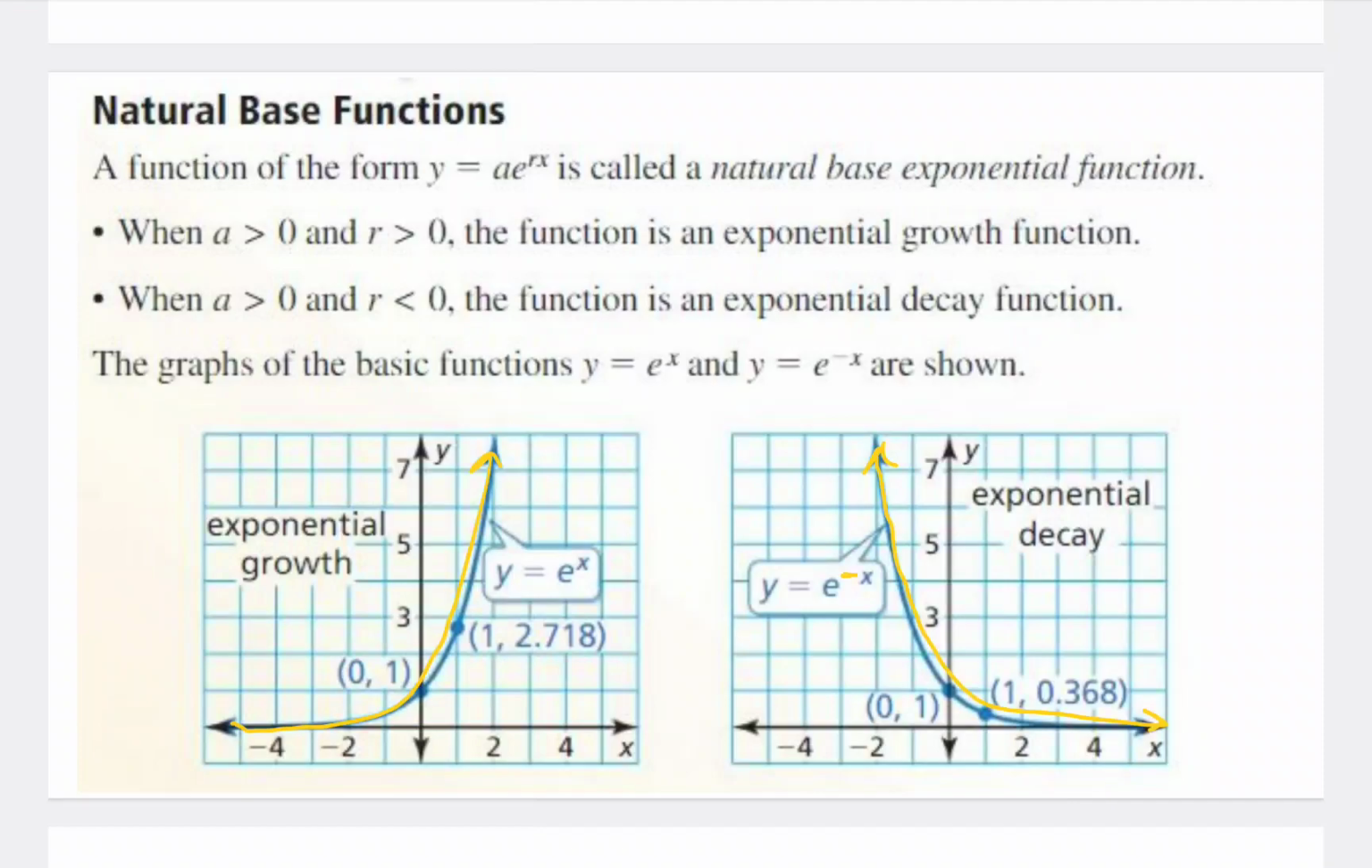Just like any exponential growth or decay function, there is an asymptote, a horizontal asymptote, and for these parent functions, that asymptote is going to be at y equals 0, or the x-axis. And the only thing that would change where that asymptote is by moving the graph up or down. That transformation would move the asymptote up or down as well.